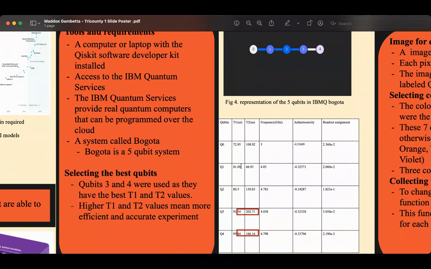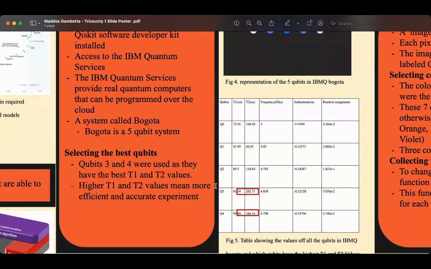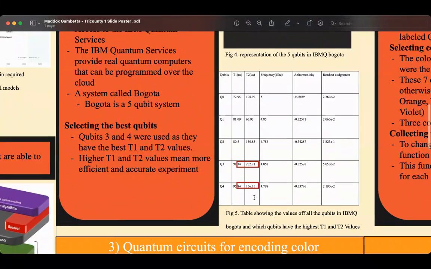The next step entails selecting the best qubits. Qubits 3 and 4 were used as they have the highest T1 and T2 values. The higher T1 and T2 values mean more efficient and accurate experiments, as you can see on the right.